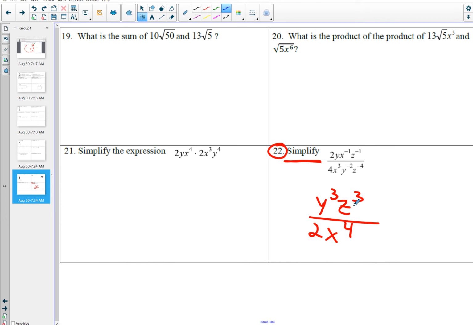So I've shown you 2 ways to do this. You pick whichever one you feel more comfortable with. Are there any questions on that one at all?